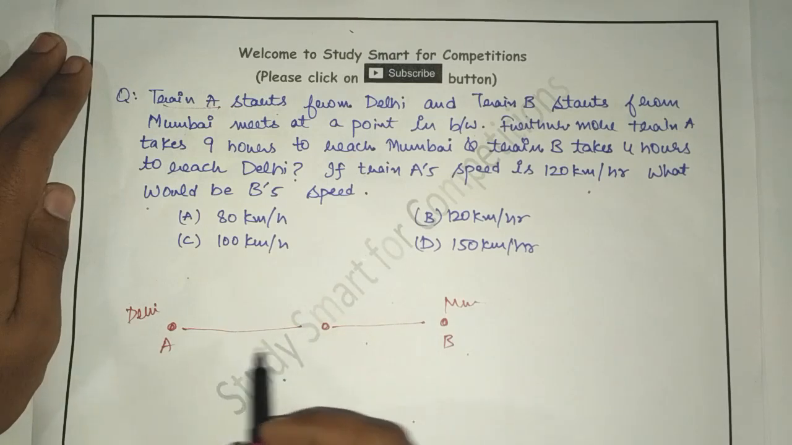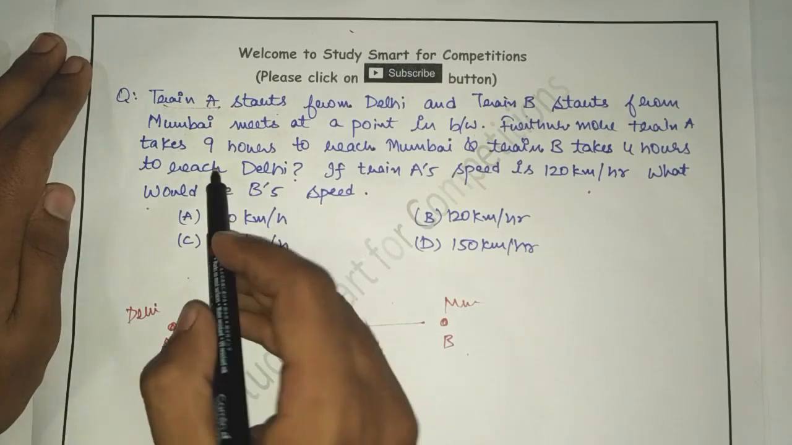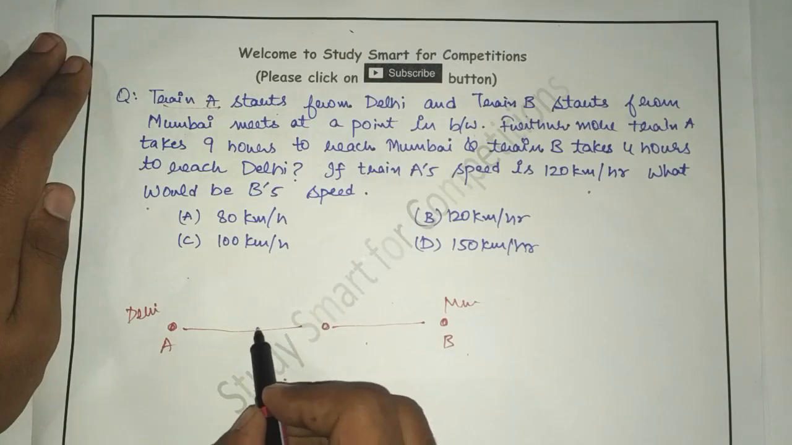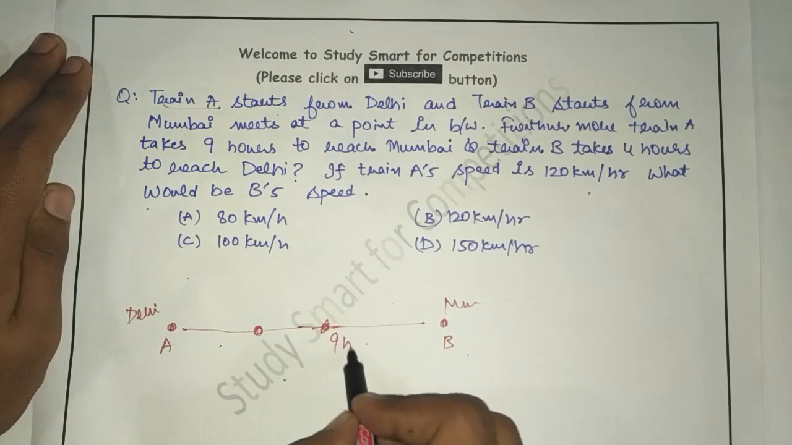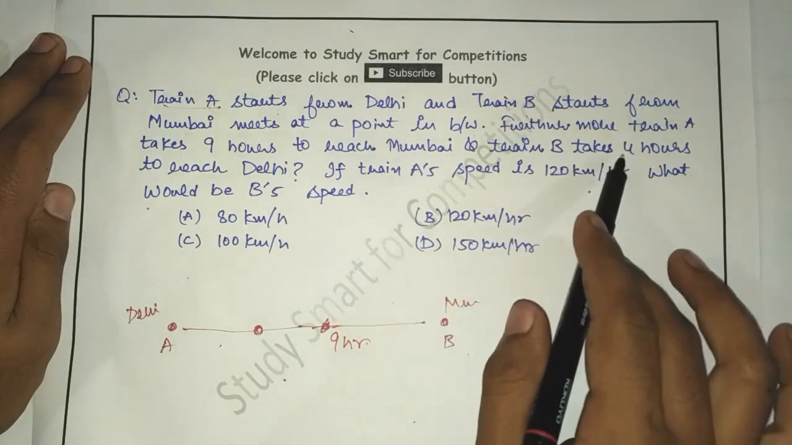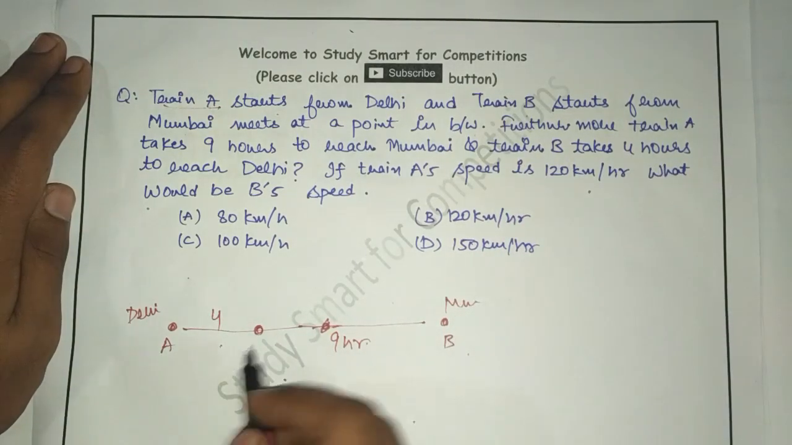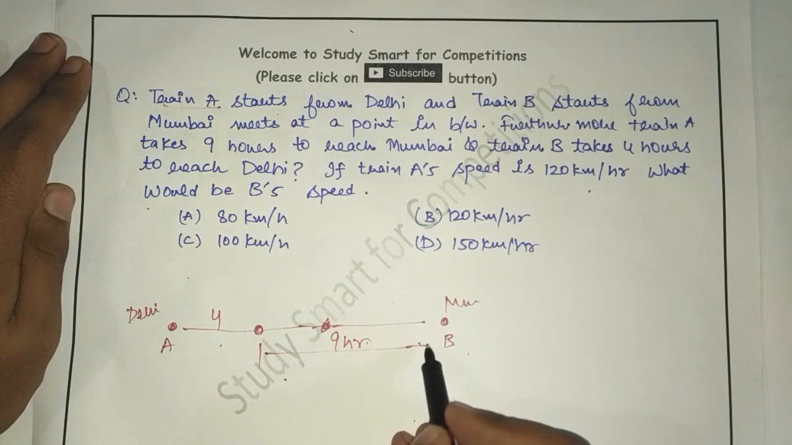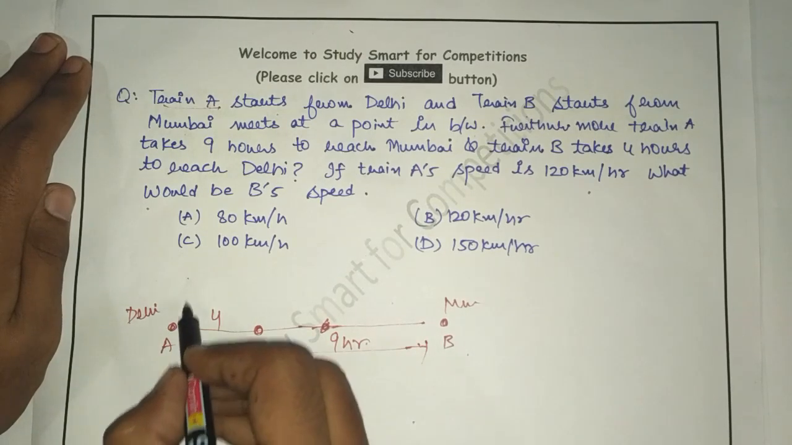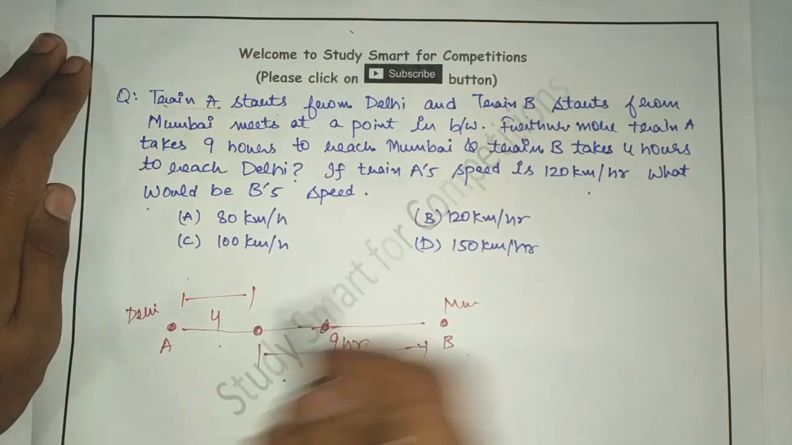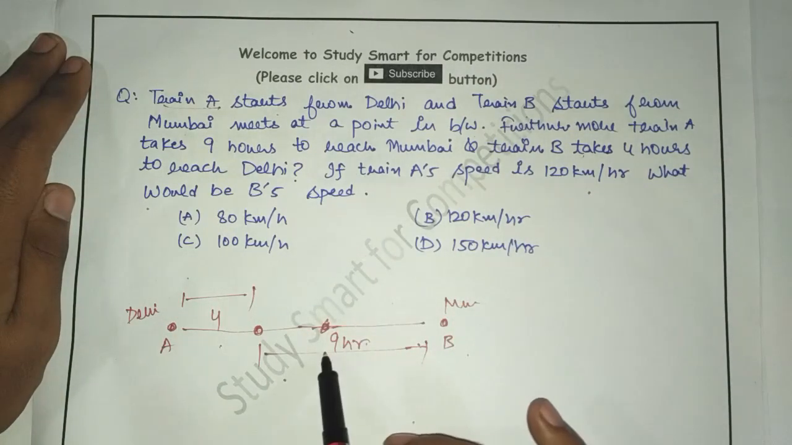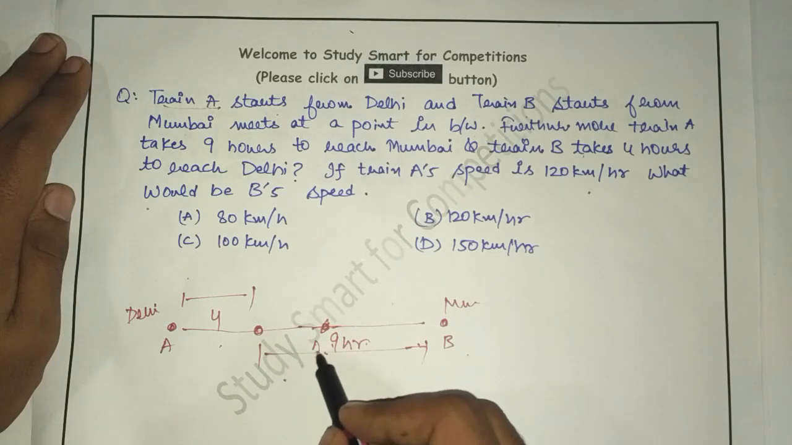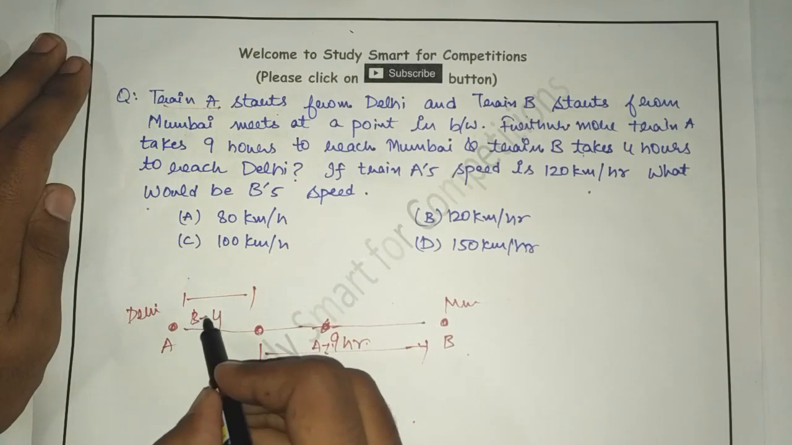So furthermore, train A will take 9 hours. They could have met here, not here. So from here to here, train A will take 9 hours, and from here to here, train B will take 4 hours. So train A takes 9 hours, and train B takes 4 hours.